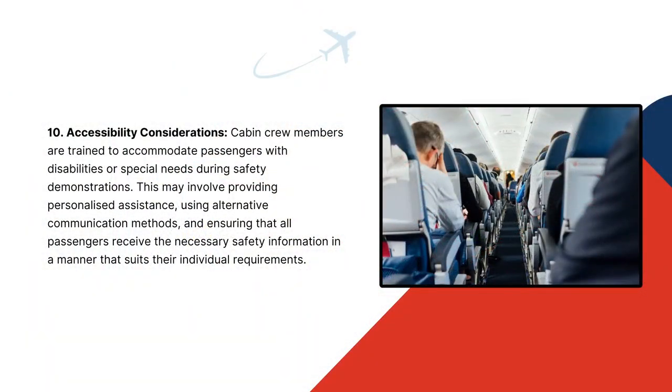10. Accessibility considerations. Cabin crew members are trained to accommodate passengers with disabilities or special needs during safety demonstrations. This may involve providing personalized assistance, using alternative communication methods, and ensuring that all passengers receive the necessary safety information in a manner that suits their individual requirements.